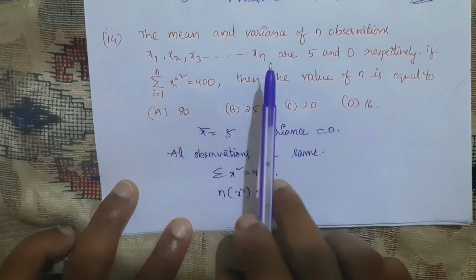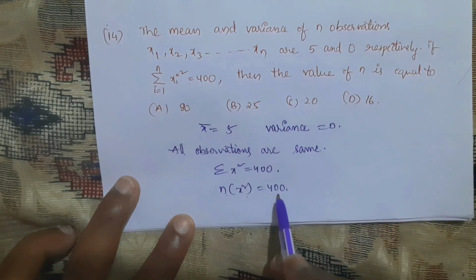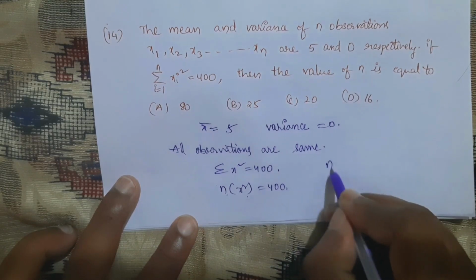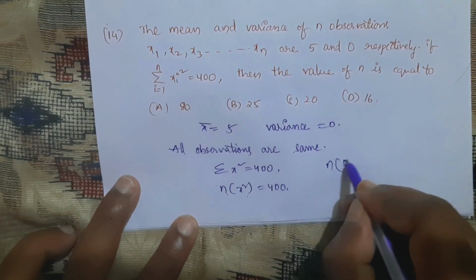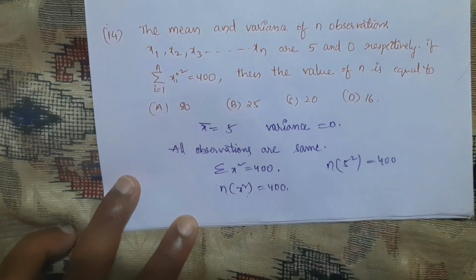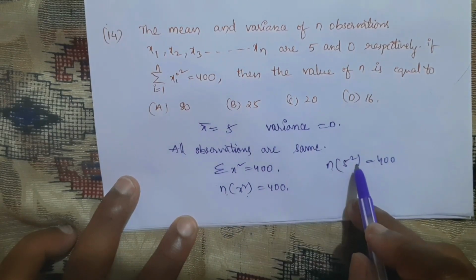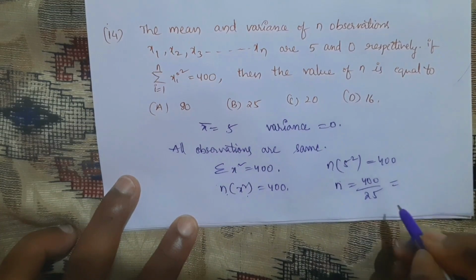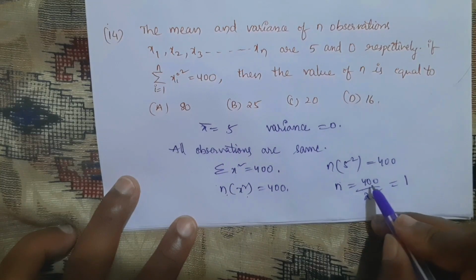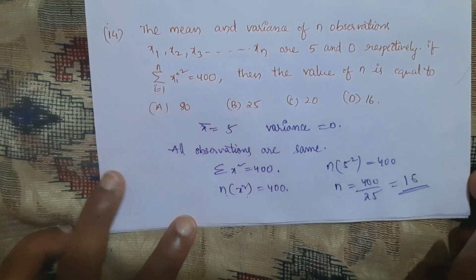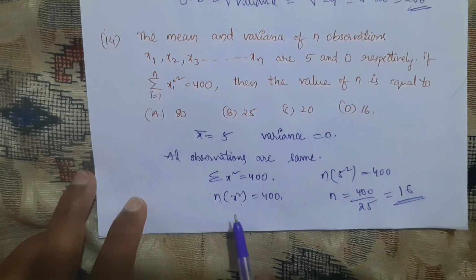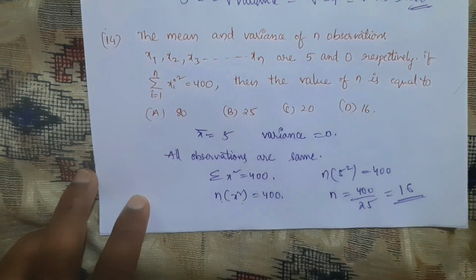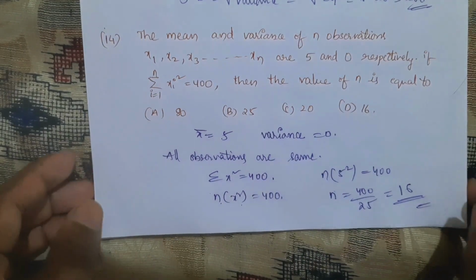Here n observations are there. Okay, n into x square equal to 400. That means n into, what is x square here? X square we should take as 5 square, which is equal to 400. Here x square is nothing but 5 square. Now n is equal to 400 by 25, which is 16. Okay, n is equal to 16. Now why do we need to take x square as 5 square? Because they given the mean is 5. Okay, this is the value of n.